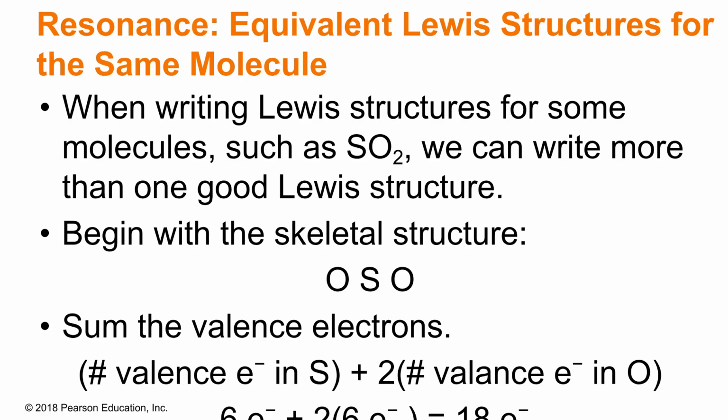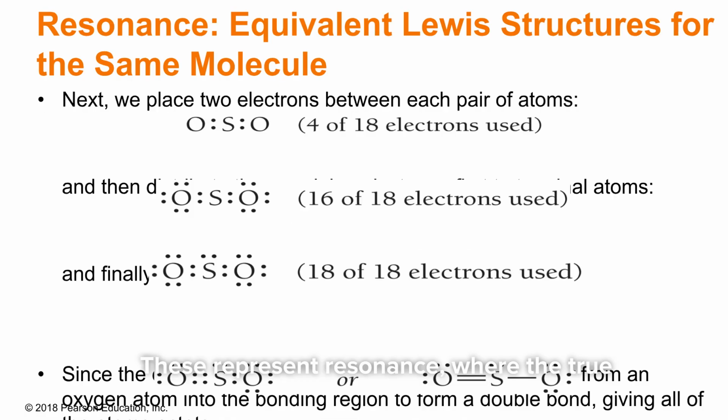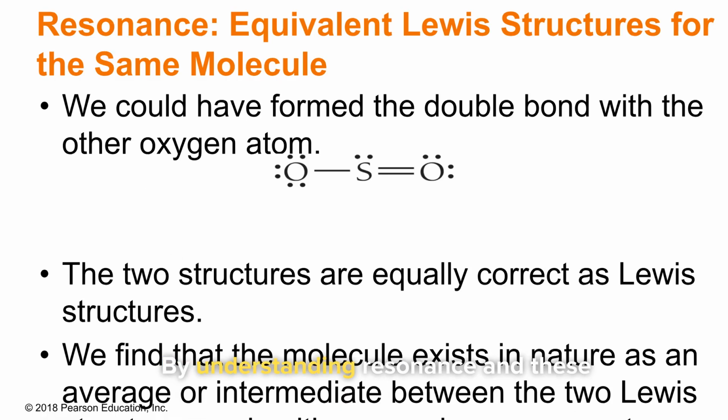Sometimes, a molecule can be represented by multiple valid Lewis structures. For sulfur dioxide, we can draw 2 equivalent structures by changing which oxygen atom forms the double bond. These represent resonance, where the true structure of the molecule is an average of these possibilities, rather than a single fixed arrangement of electrons. By understanding resonance and these bonding models, we gain deeper insight into the complex and stable structures that define the chemical world around us.